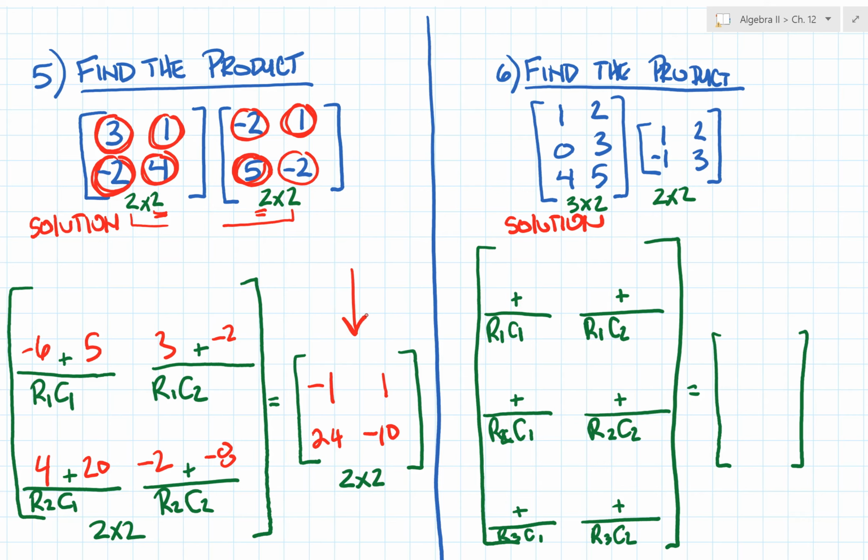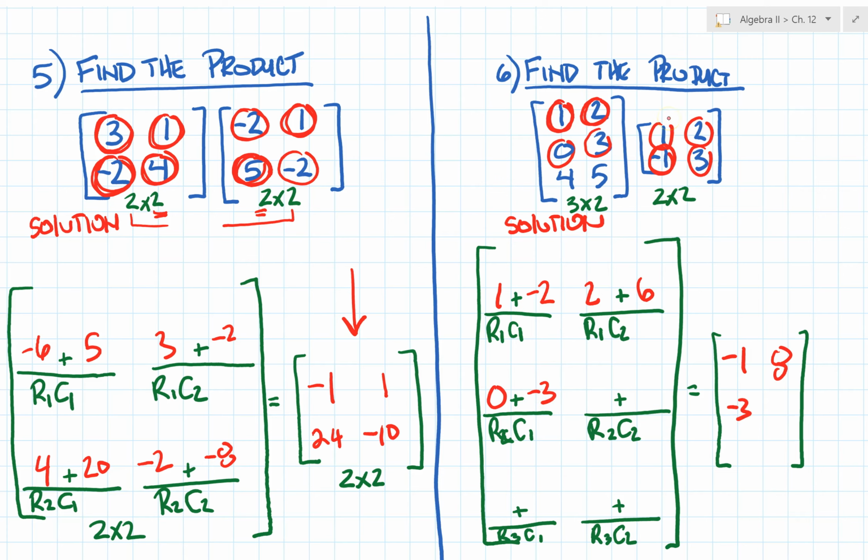And similarly on number 6, I do the exact same thing. So I take 1 times the 1, that's 1. Then I take 2 times negative 1, which is negative 2. Add those together and I get negative 1. 1 times the 2 is 2. 2 times the 3 is 6. Add those together and you get 8. Row 2. 0 times who cares is going to be 0. And then 3 times the negative 3 is negative 3. So that number is negative 3.